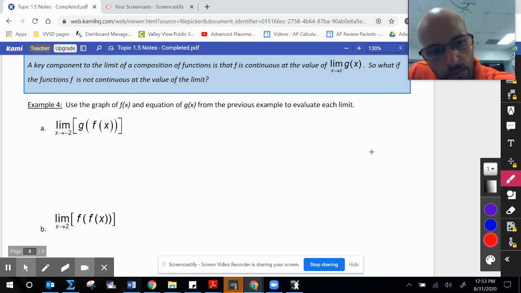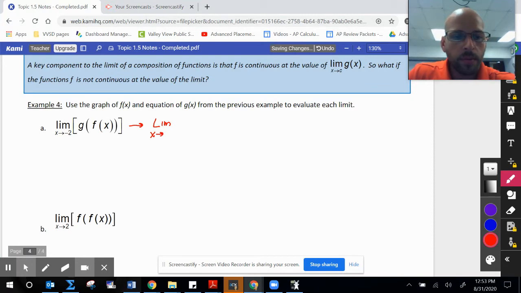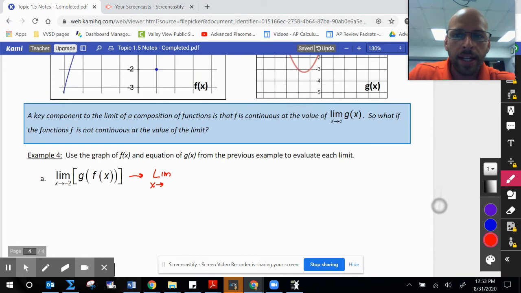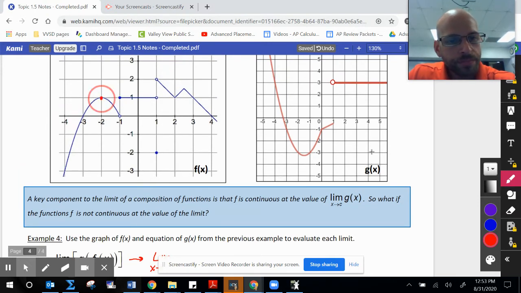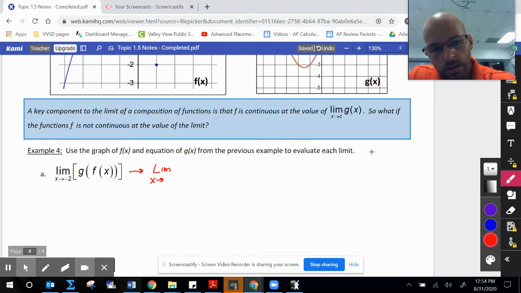I'm going to start in red here, and if I do this, this is going to become the limit as x approaches -2 of g of f of x. Now at -2 of f, if I go to -2, if I take a look at this, this is going to give me a value of 1 of g of x.